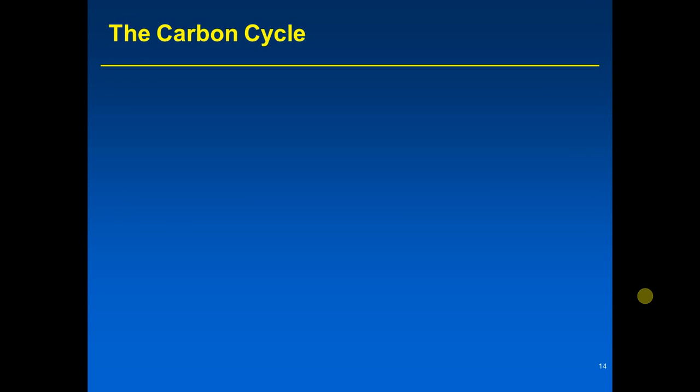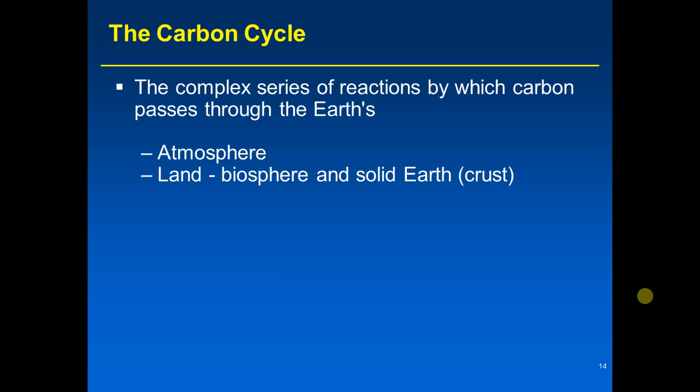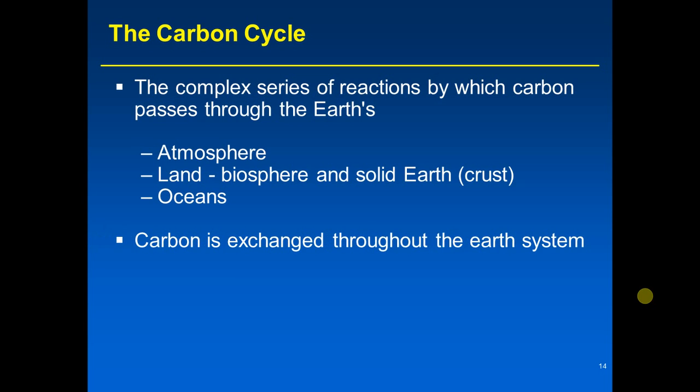The carbon cycle refers to the complex series of reactions by which carbon passes through the Earth's atmosphere, land, including both biosphere and the solid Earth or crust, and the oceans. And you have to remember that carbon is exchanged throughout the Earth system at all time scales. And we can talk about the long-term carbon cycle and the short-term carbon cycle.